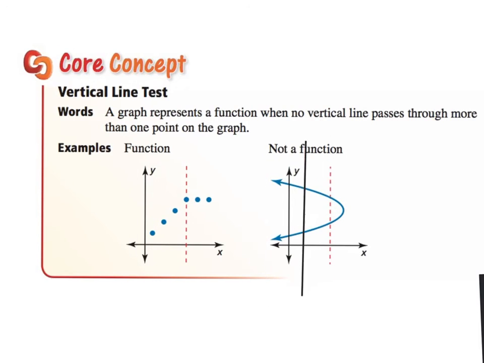Now over here on the right side, this sideways parabola, no matter where it goes, look at it. It hits here and hits here. So therefore, we have 2 points or 2 places that it passes. Therefore, it's not a function.